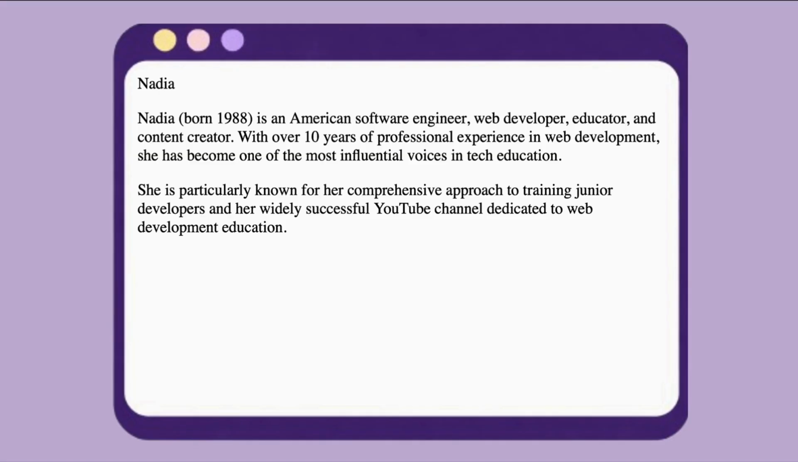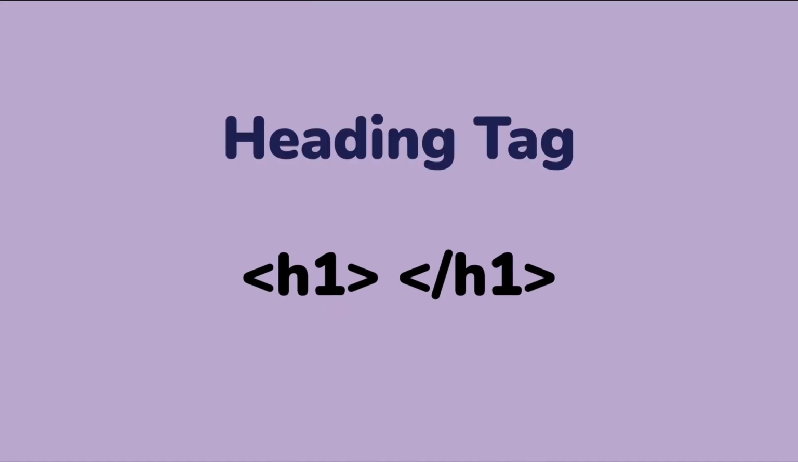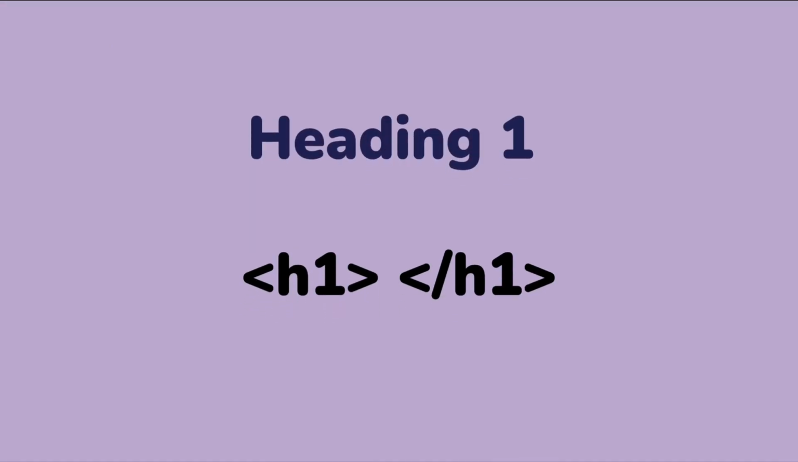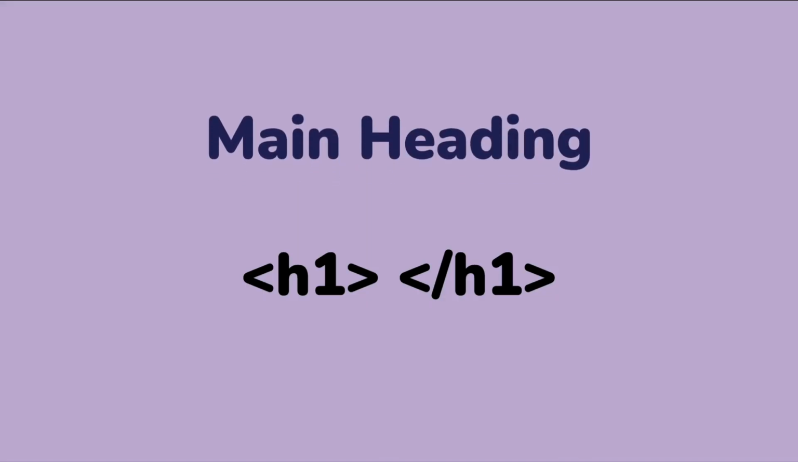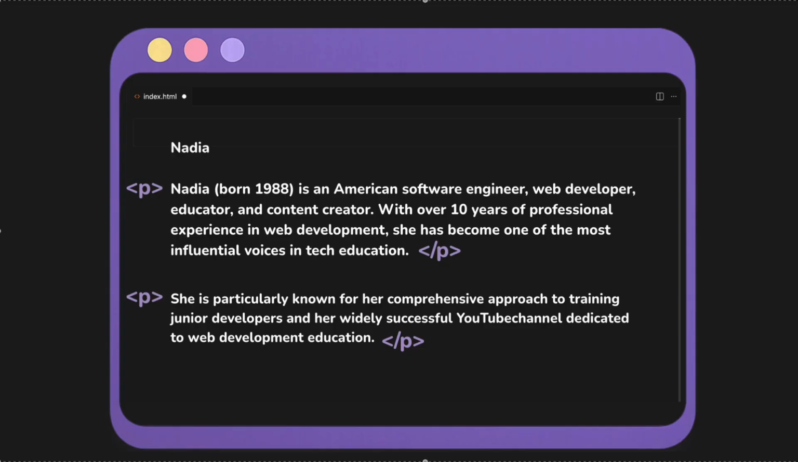Now the paragraph looks in place, but Nadia is still just normal text. It doesn't really stand out, so let's also tell the browser that Nadia is the main heading. To make Nadia look like the main heading, we use the h1 tag. h1 means heading number 1. The number 1 is there because it represents the main heading, the most important heading of the page. Add h1 to our heading.